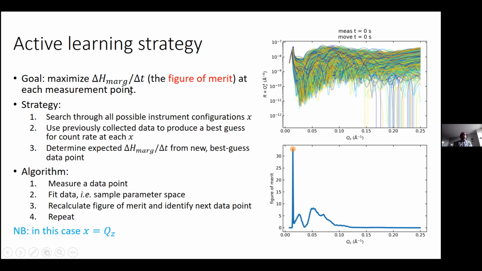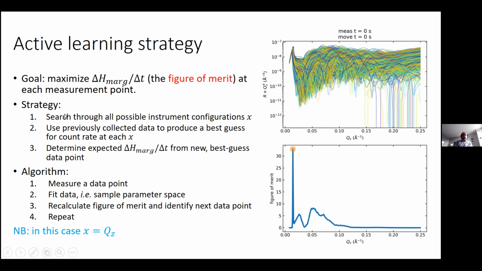at a particular measurement instrument configuration divided by the amount of time it takes to actually get that information. So this is really a rate, and this is what I'm going to call the figure of merit. This is the thing we want to optimize. At each measurement point, we want to measure at the point that's going to give us the highest information in the least amount of time.